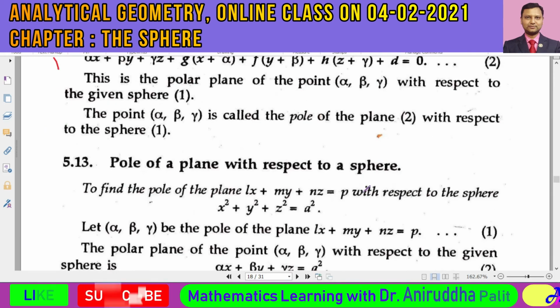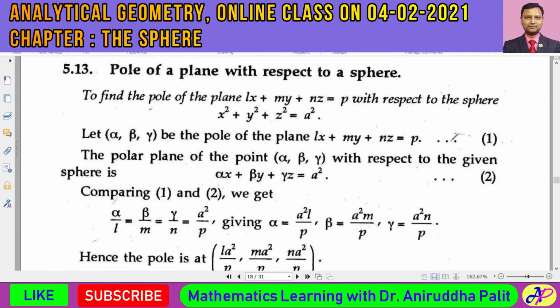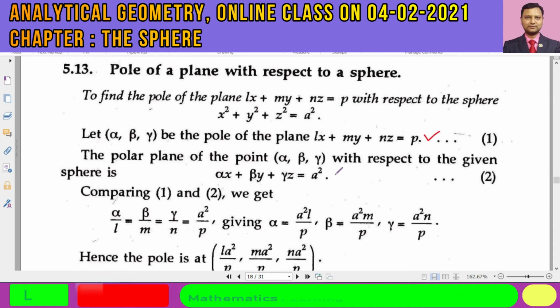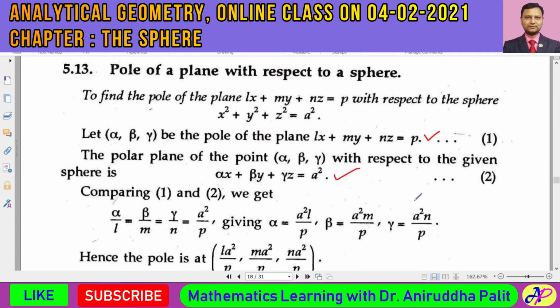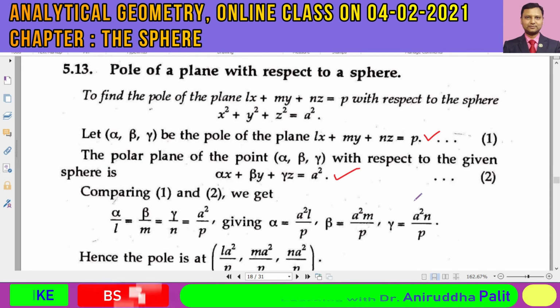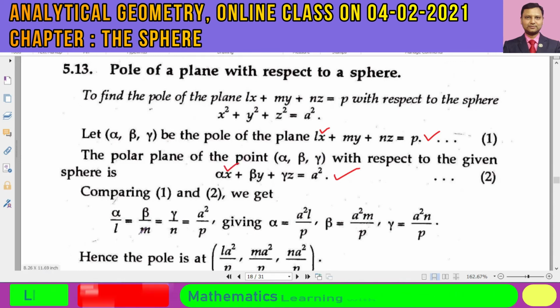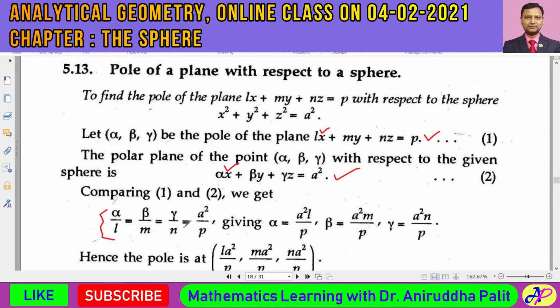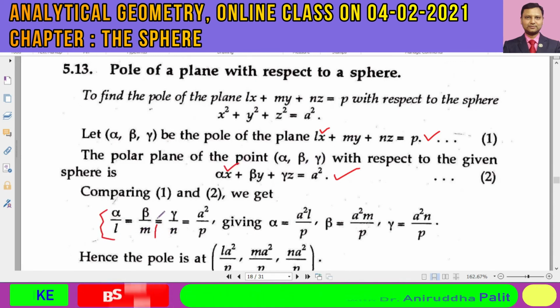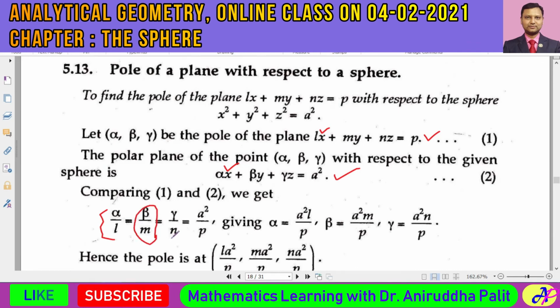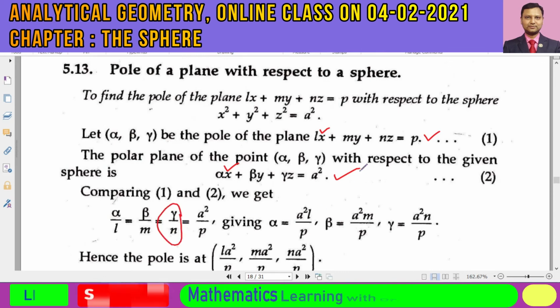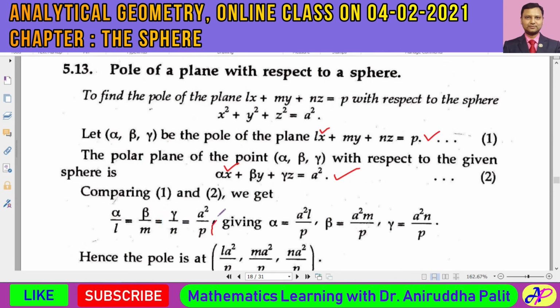represent the same plane, therefore we can say that both of these two equations are identical to each other, and so we can compare the similar terms, the coefficient of x divided by coefficient of x, then we will have alpha by l. Similarly, the coefficient of y, if we compare them, we will have beta by m. Comparing the coefficient of z, we will get gamma by n, and comparing the constant terms, we will get a square by p.